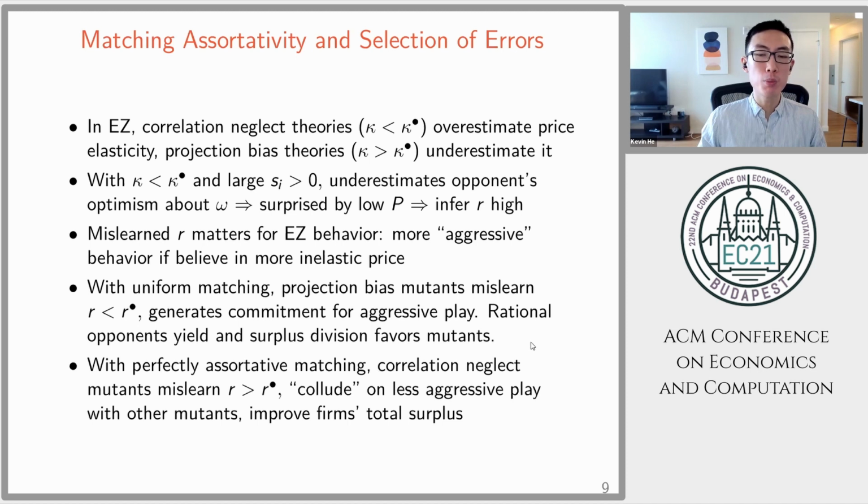On the other hand, when there's perfectly assortative matching, the correlation neglect mutants mislearn the elasticity to be too high. When they get matched with another mutant, they collude on less aggressive play, and that improves both firms' total surplus, and that's how they're doing better than the rational incumbents.